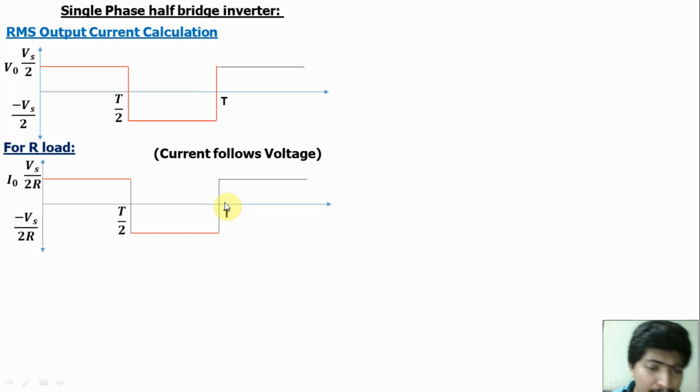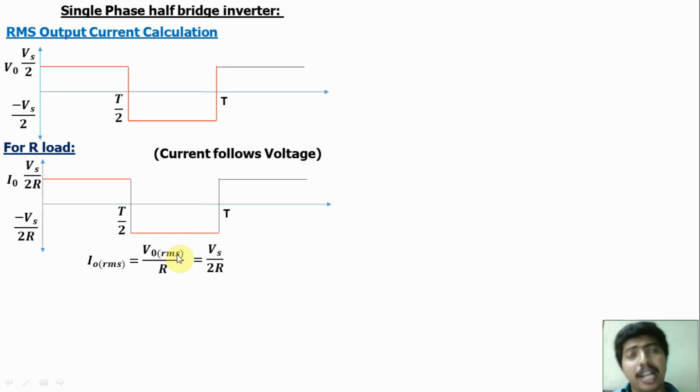Now if we find the RMS output current for this waveform, we will get I naught RMS equal to V naught RMS by R, that is equal to Vs by 2R, because V naught RMS is equal to Vs by 2. We already found that. Okay. For an inductive load, we know the voltage and current relations.